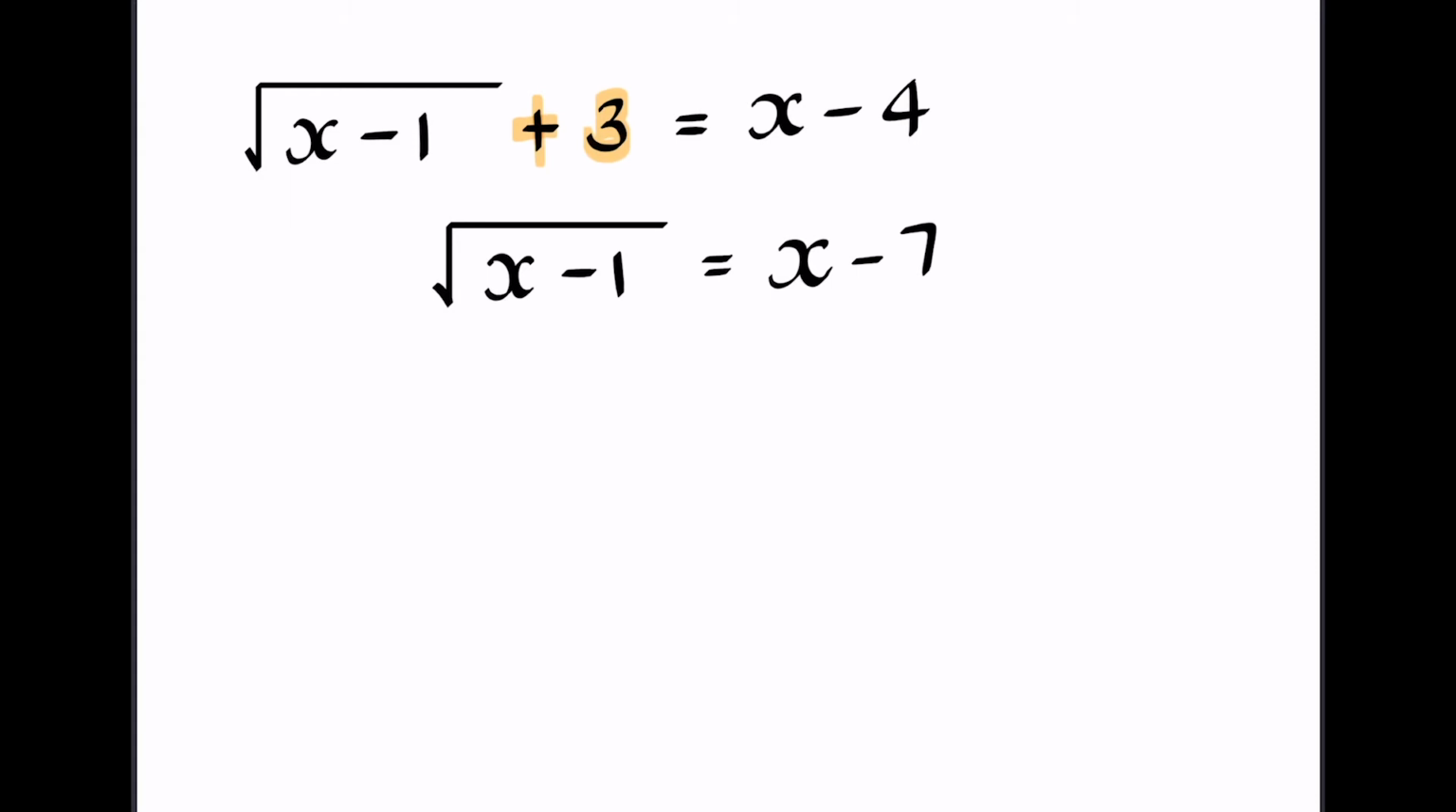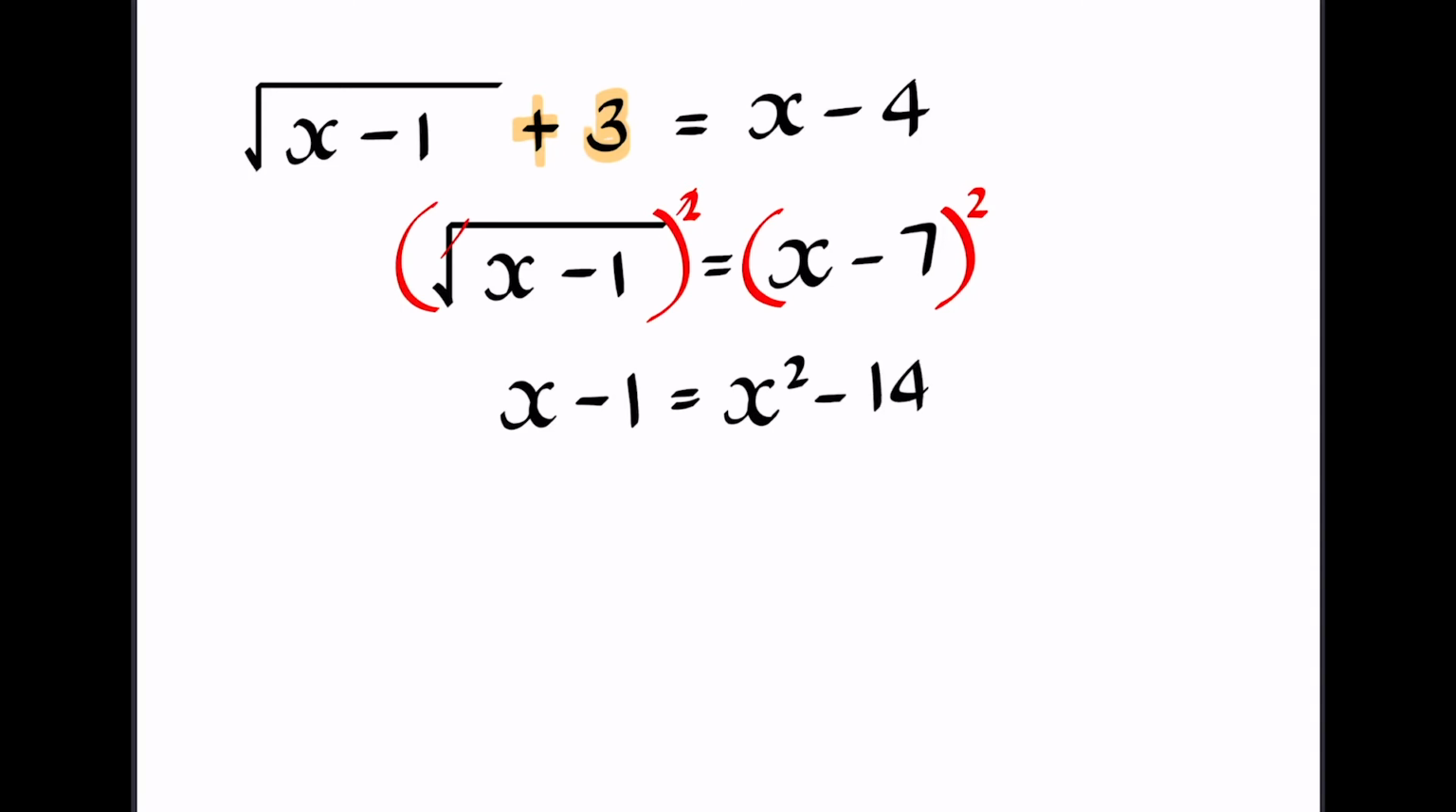Now what I have to do is get rid of that surd. So in order to get rid of that surd, I'm going to square, because the opposite of square root is to square. So I'm going to square that so that the square and the square root cancel. But what I do to the one side, I do to the other side. There's a binomial on the other side, so I'm going to put the whole thing into brackets and square it. So the square root of x minus 1 all squared becomes x minus 1. And that is equal to x minus 7 all squared, which is x squared minus 14x plus 49.